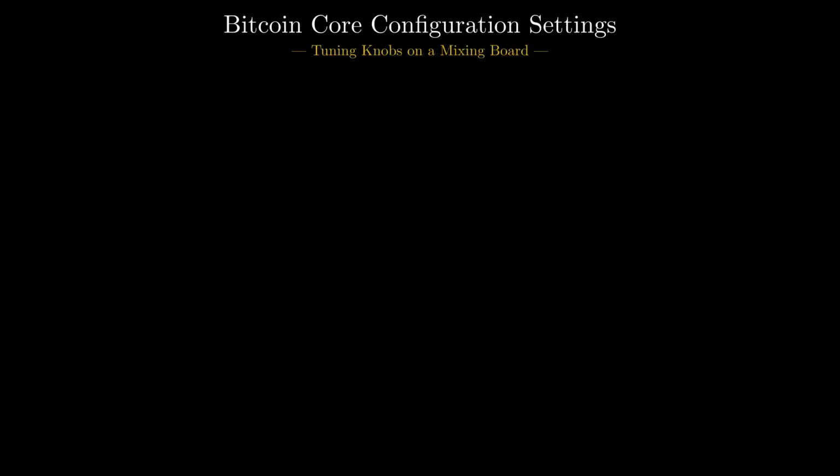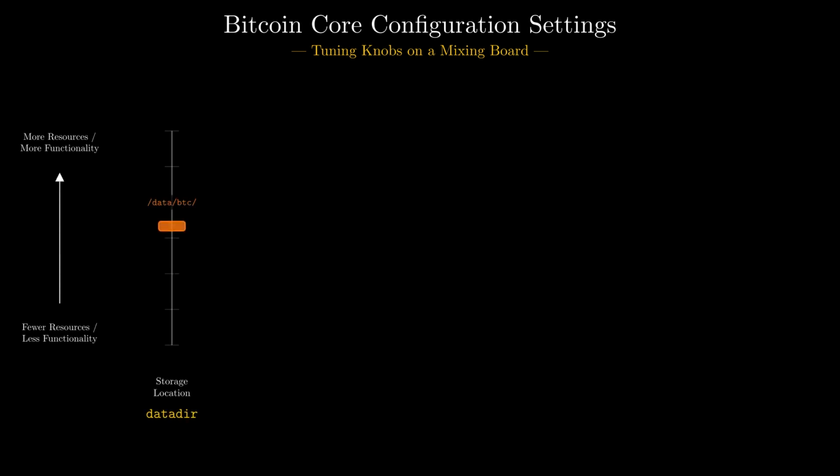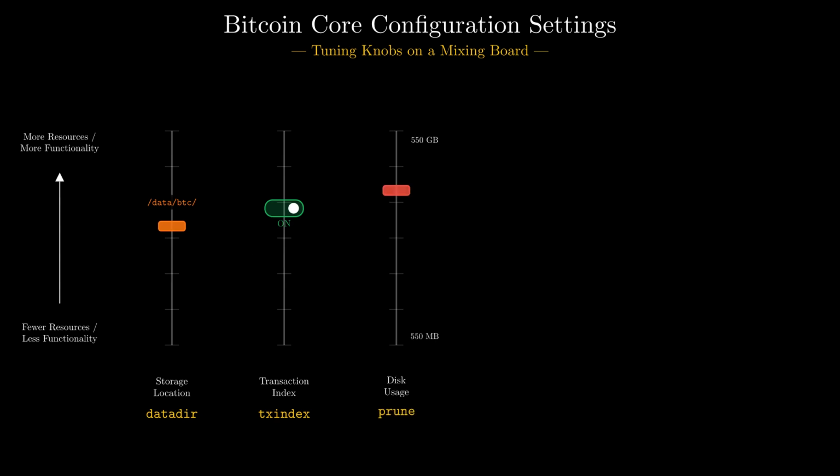Here are the key configuration settings. Think of them as tuning knobs on a mixing board. Datadir sets where your blockchain data lives on disk. Txindex, the transaction index, when enabled, lets you look up any transaction by its ID, not just your own wallet's transactions. Prune deletes all block data after validation to save disk space. dbcache controls the in-memory UTXO cache size. The default is roughly 450 megabytes.